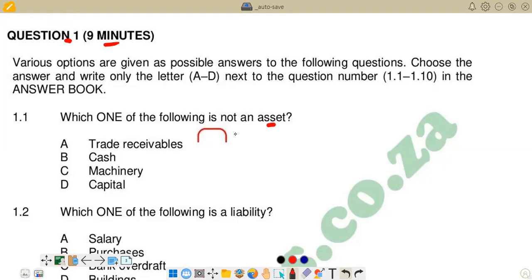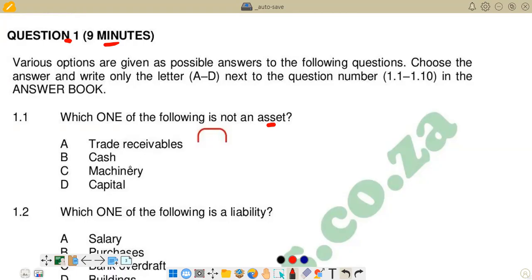This differentiation is not very important at this juncture because we only want to look at those that are not assets. If you look at the responses, you see that trade receivables is an asset. Remember, these are the people or businesses that we are selling goods to on credit. When they are owing us, it means this is our money, they are our resources, so it becomes an asset. Cash also, we know that is an asset. Machinery, we know that is an asset.